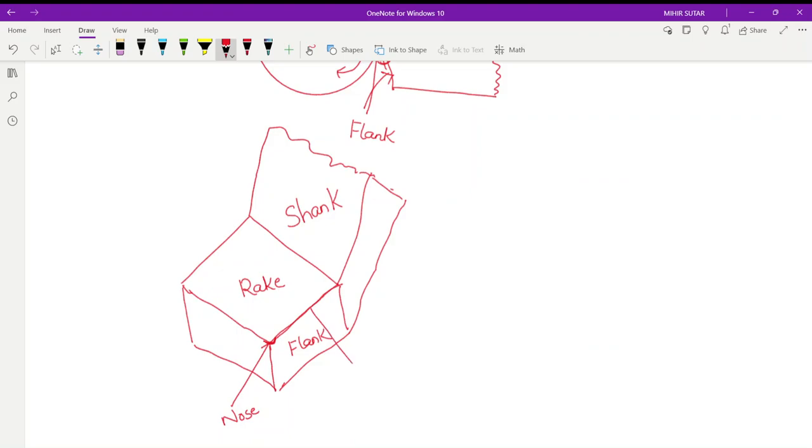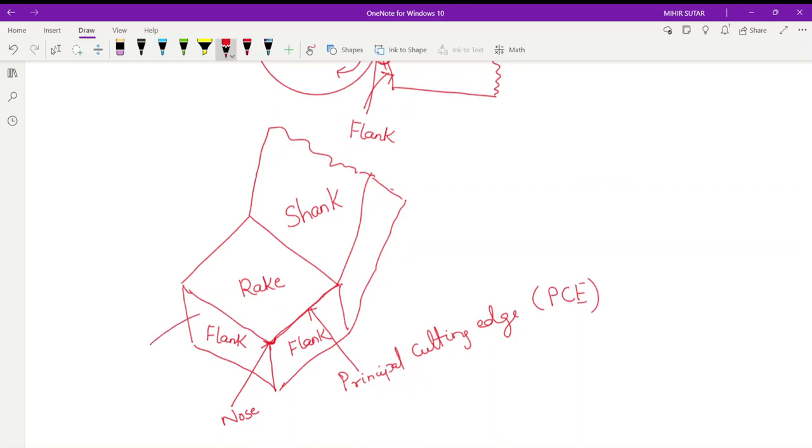And this edge is known as your principal cutting edge. In abbreviated form, I write PCE, principal cutting edge. And here, this surface is the principal flank surface, and this is also a flank, but this is the auxiliary flank surface.